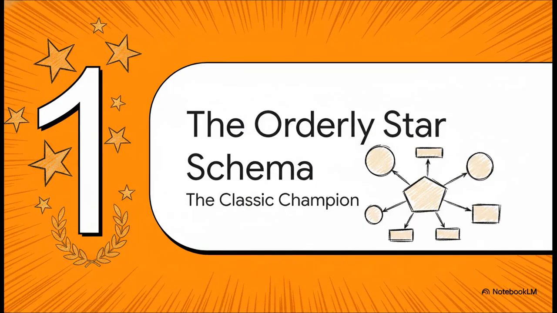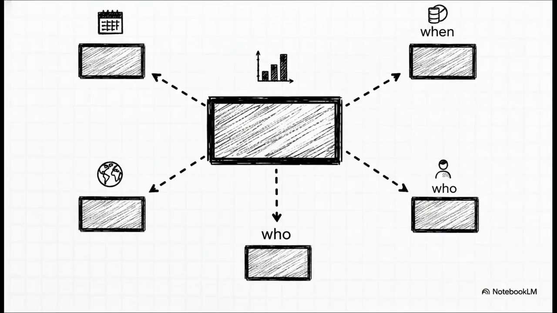All right, first up in the ring, we have the reigning champion. This is the approach that's been the gold standard in data warehousing for decades. Let's talk about the star schema. So, how does it work? Well, its structure is actually pretty elegant.